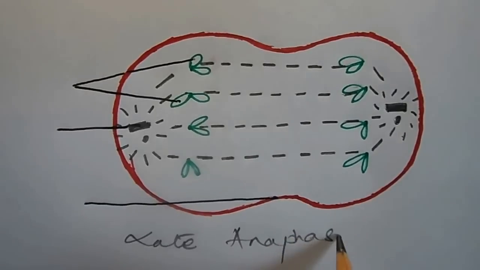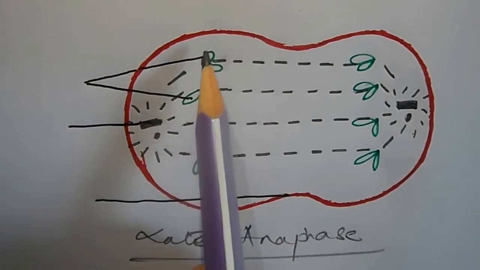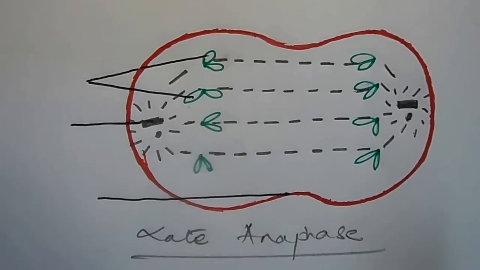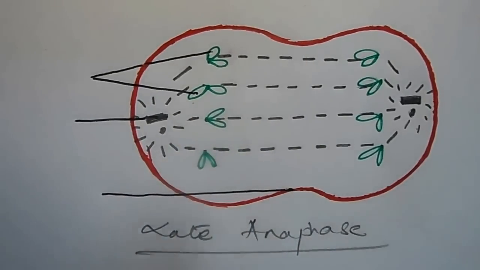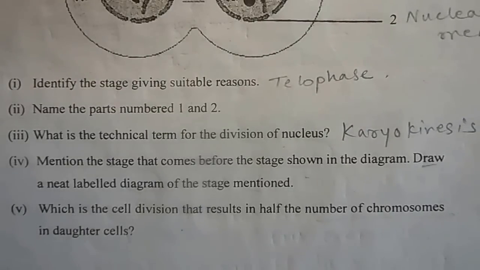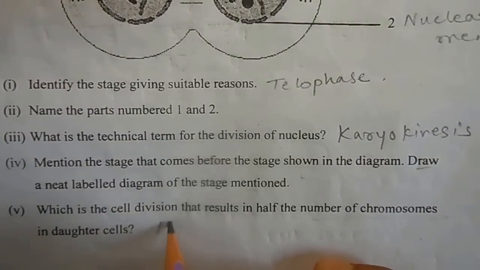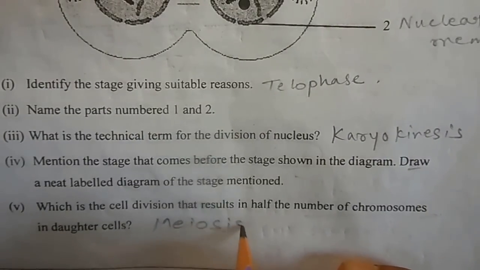And you know what these are called? These are the sister chromatids. This is the aster. The next question is which is the cell division that results in half the number of chromosomes in daughter cells? So we all know that is meiosis.